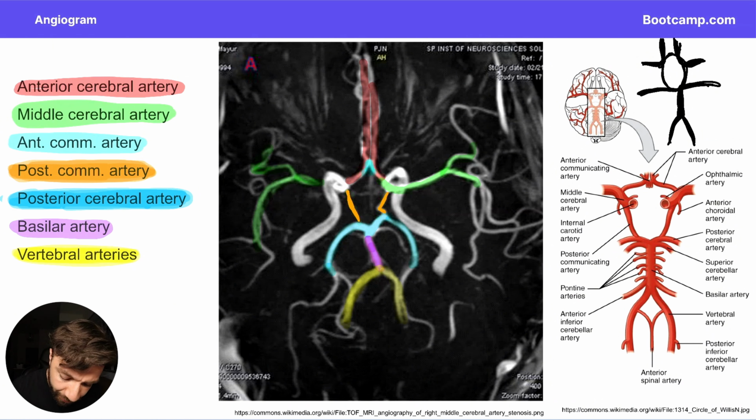And then our crown, or our weird hat, whatever it is, it's going to be formed by our anterior cerebrals coming off as well as our middle cerebrals going laterally. And then you can see in the angiogram, we kind of have these horn-like tusks coming off. These are going to be those internal carotid arteries.